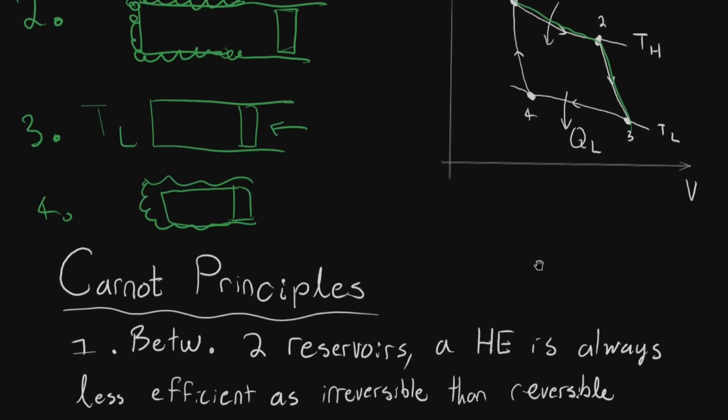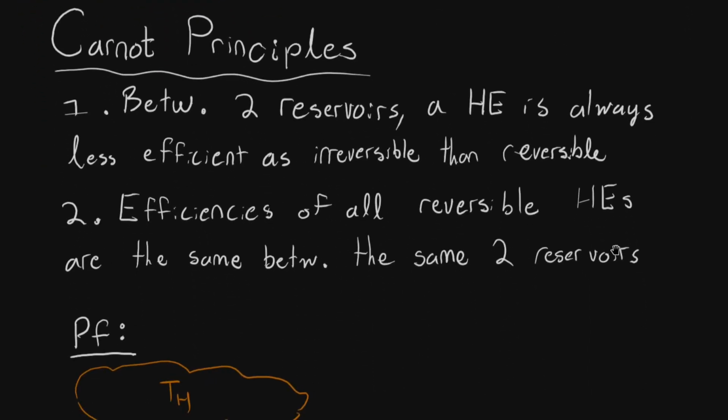And so if you go ahead and you look at these ideal heat engines, there are 2 principles that you get. And basically, to sum them up, for the reversible Carnot heat engine, you can't have a better one, right? So between 2 reservoirs, an irreversible heat engine is always less efficient than a reversible one. And secondly, the efficiencies of all reversible heat engines are the same between the same 2 reservoirs.